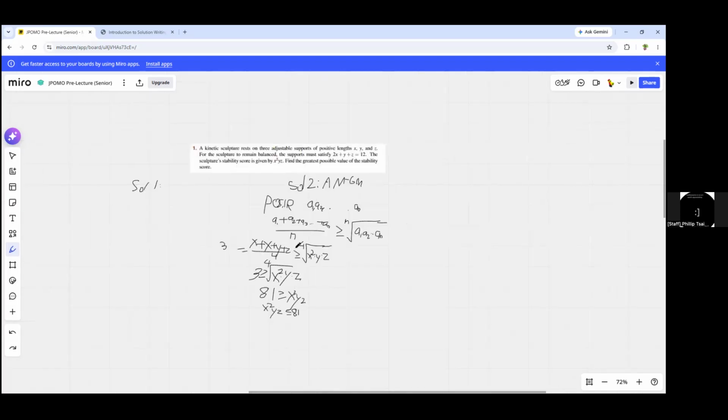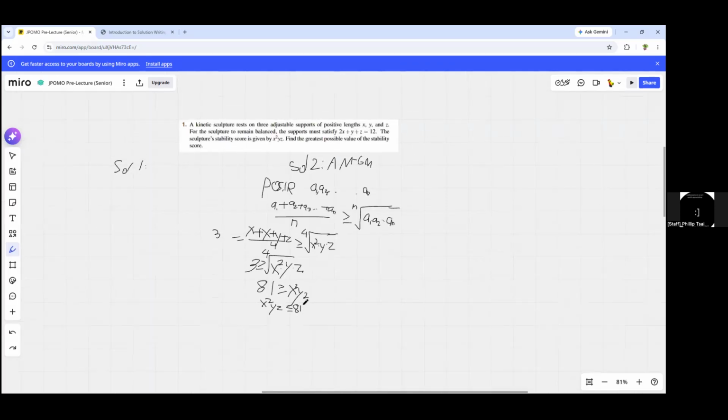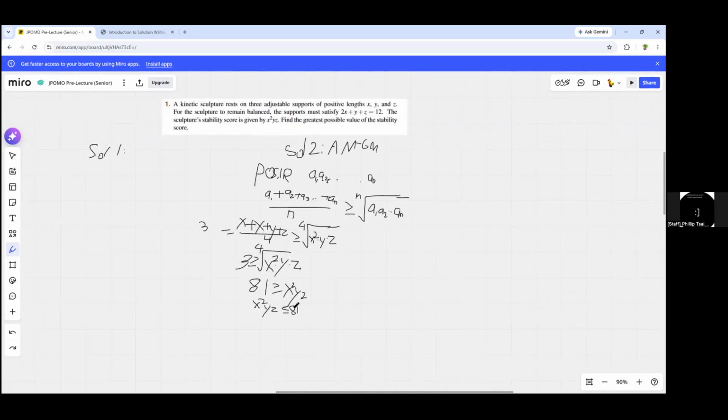Oh, sorry. So, we're not done yet because we don't know if there are actual values of x for which the upper bound 81 can actually be achieved. So we need to check for values of x, y, and z that satisfy it.